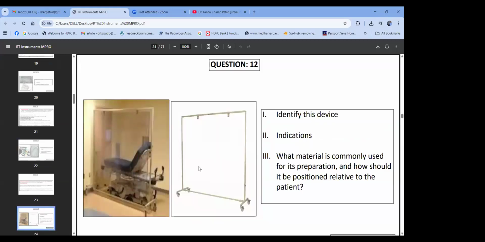Okay. So identify the device. So this is a beam spoiler. A beam spoiler is a low density material which is usually acrylic or Lucite, and it is placed in the path of a high energy photon beam to increase the surface dose. Its indications are mostly total body irradiation where we need more surface dose.